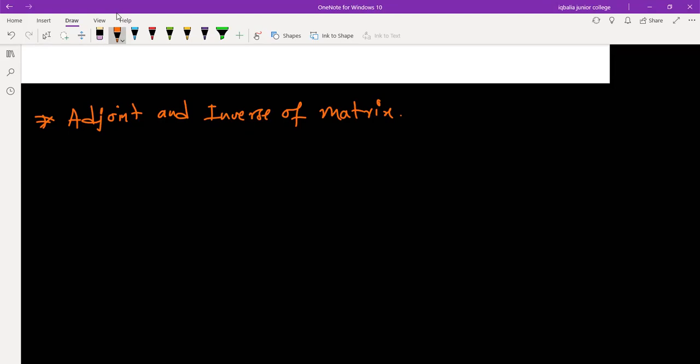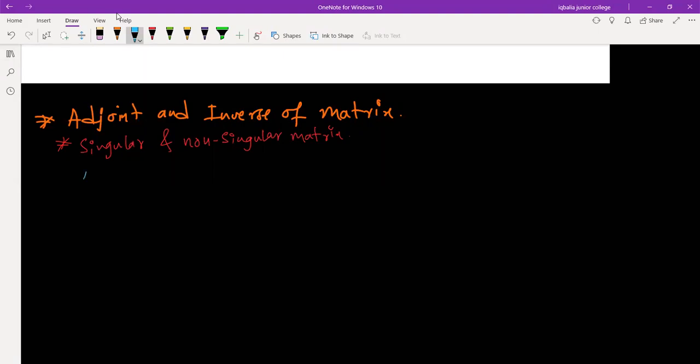Okay, till now we haven't learned the inverse of a matrix. Before learning adjoint and inverse, we have to know singular matrix and non-singular matrix. Okay, so here let me write singular matrix and non-singular matrix.